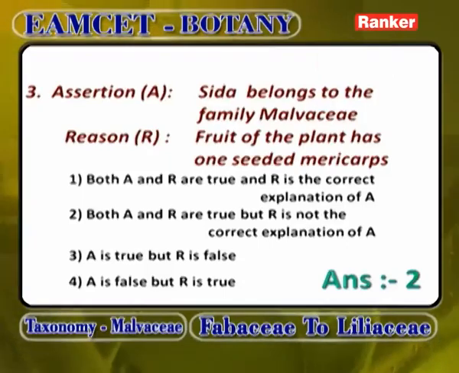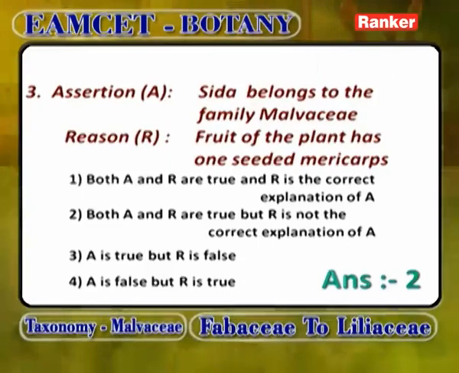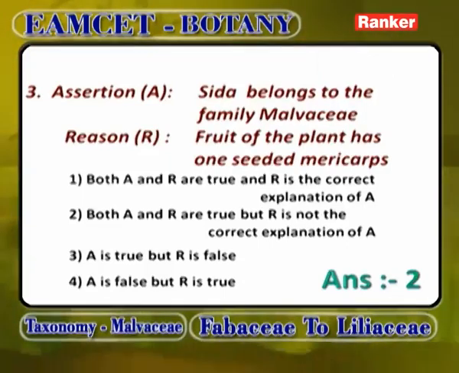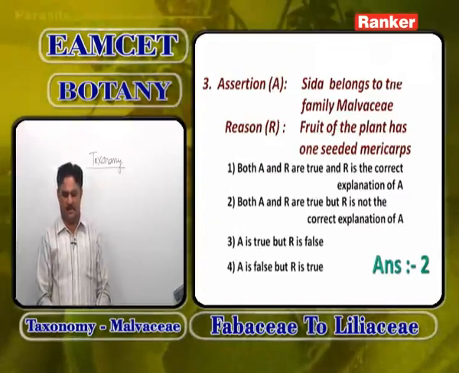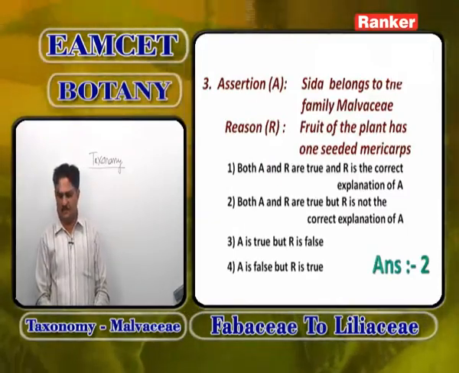Sida belongs to the family Malvaceae is correct. Fruit of the plant has one-seeded mericarps is correct, but because of the one-seeded mericarp nature, it does not belong to Malvaceae. Because of many characters, it belongs to Malvaceae. So A and R are correct, R is not the correct explanation of A.